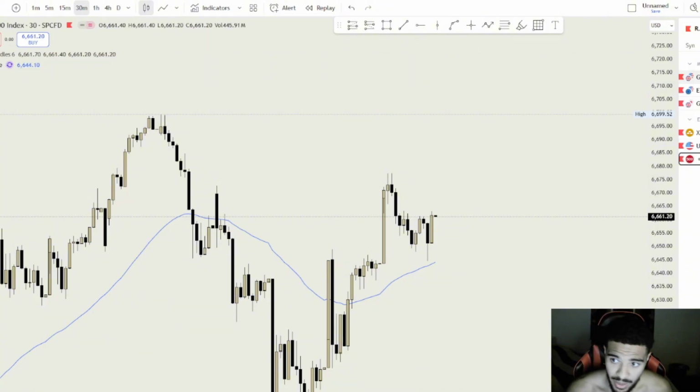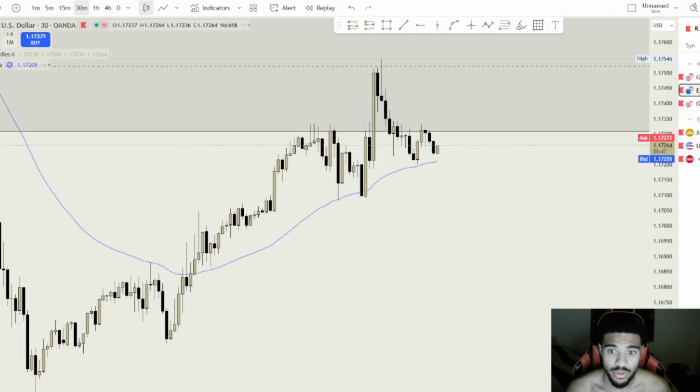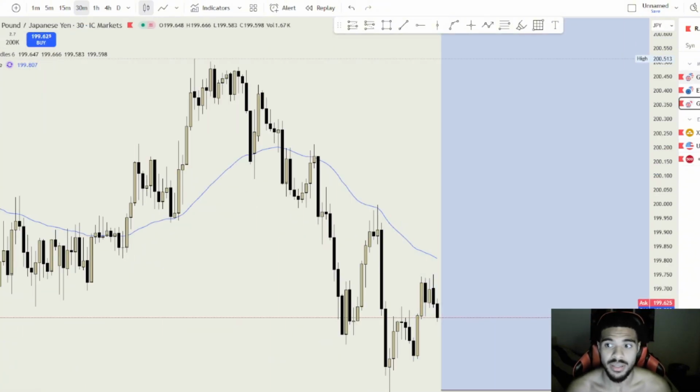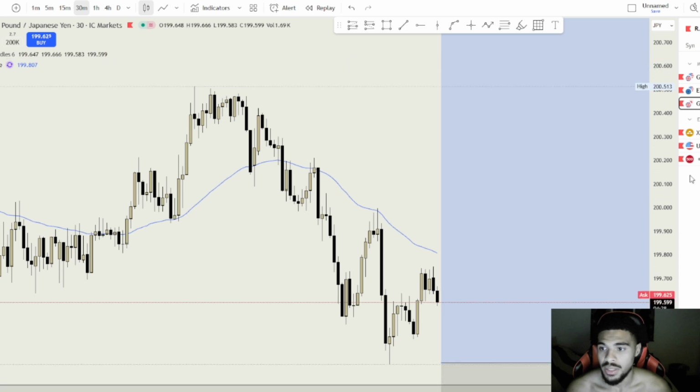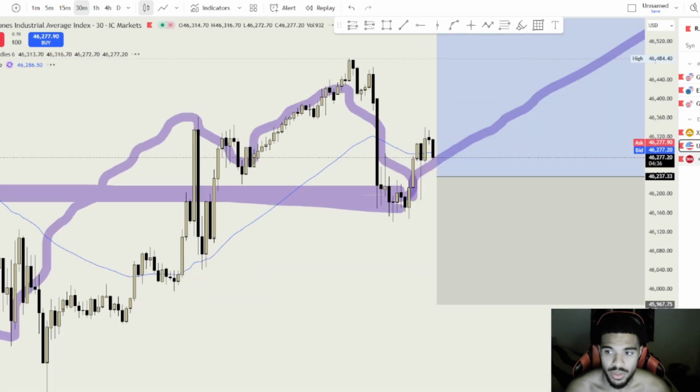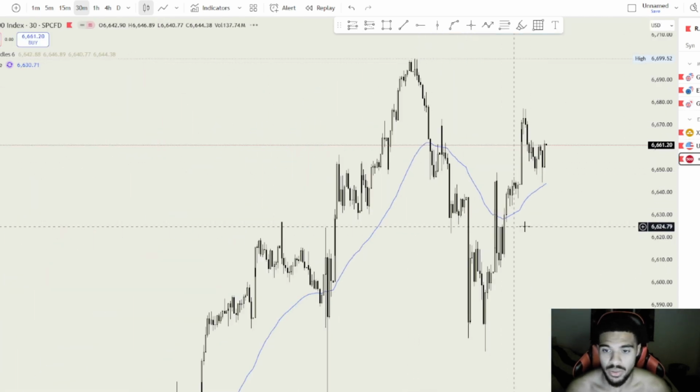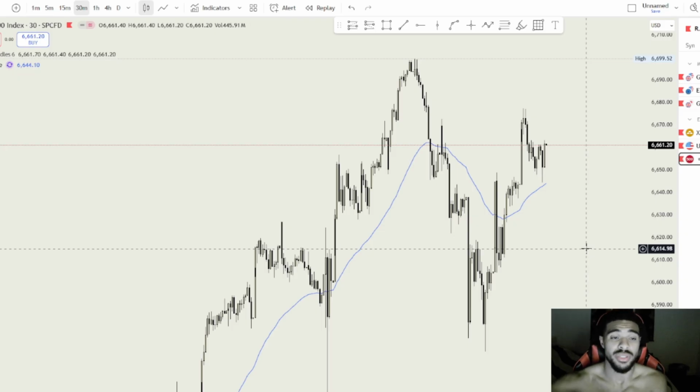But yeah, main three pairs: GJ bearish, GU bearish, Euro USD bearish, and GJ bullish, and then gold bullish, bullish, bullish for the rest. So yeah, do with that as you wish.